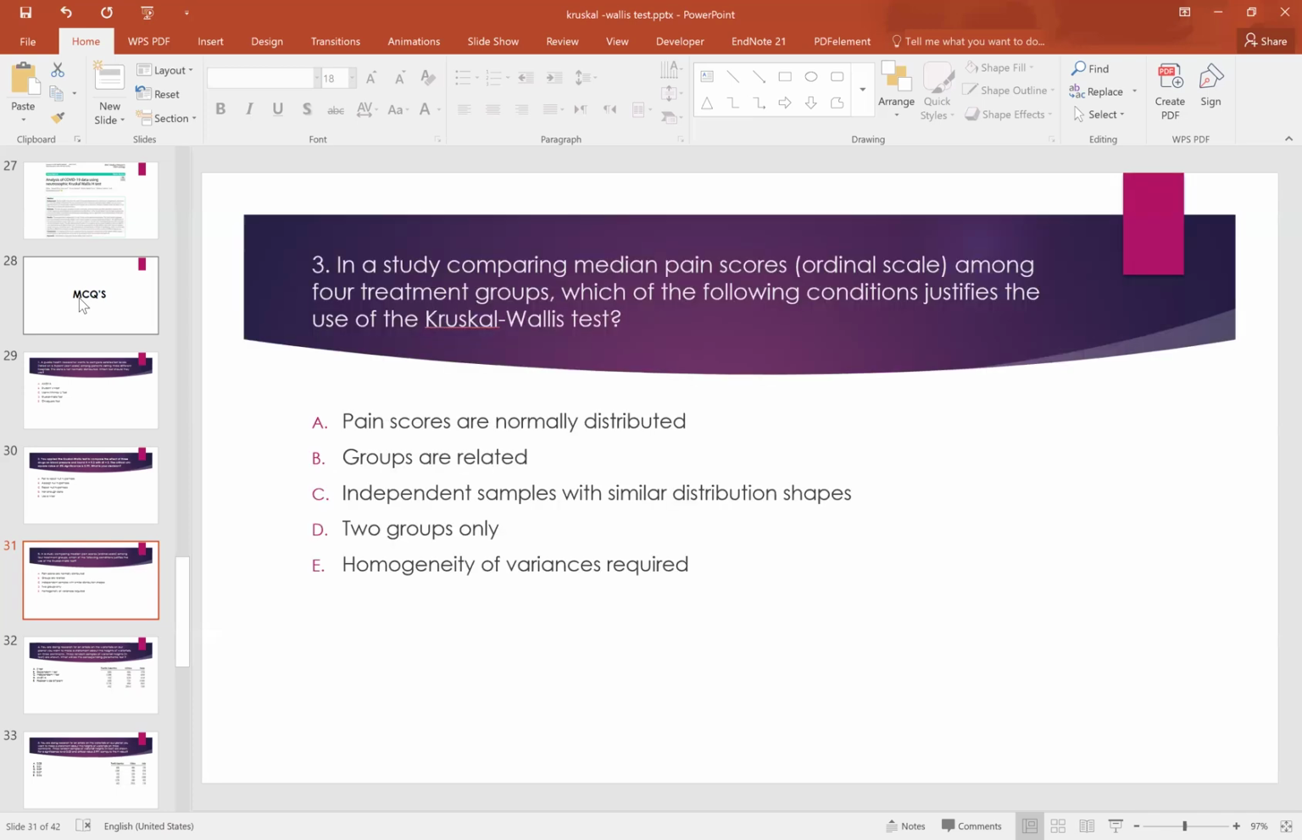In a study comparing median pain scores, ordinal scale, among 4 treatment groups, which of the following conditions justifies the use of the Kruskal-Wallis test? Pain scores are normally distributed, groups are related, independent samples with similar distribution shape, 2 groups only, homogeneity of variance required. Yes, it's C. Independent samples with similar distribution shape.